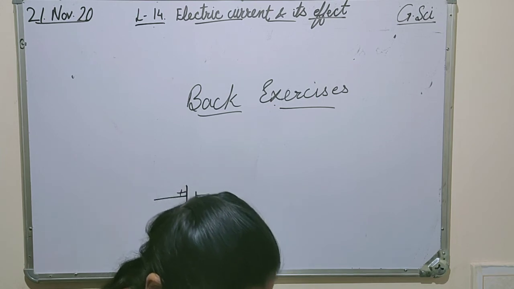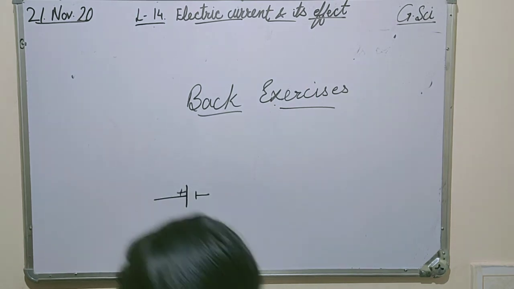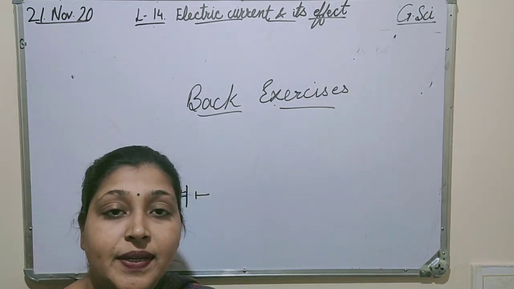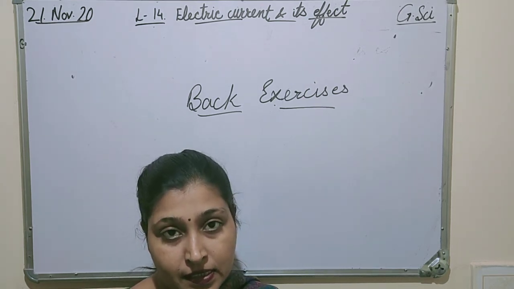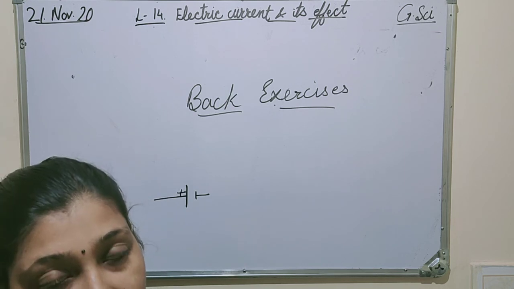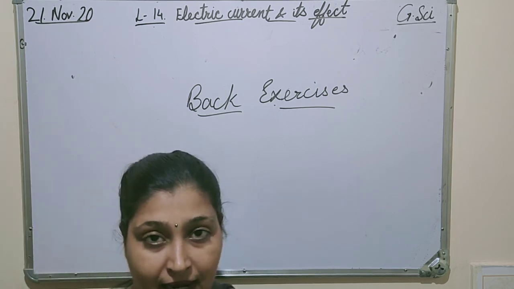And what would be the answer of the second part? When the switch is turned to on position, which bulb will glow first? Beta, all the bulbs, they glow simultaneously. No one bulb will glow first, no one is glowing at the end.